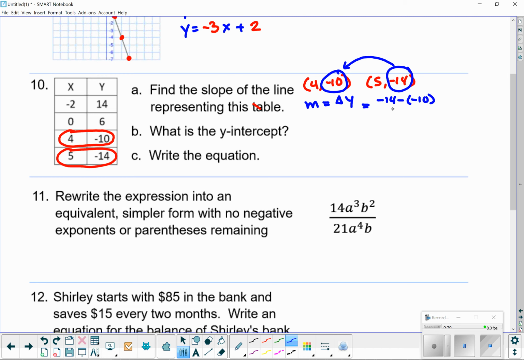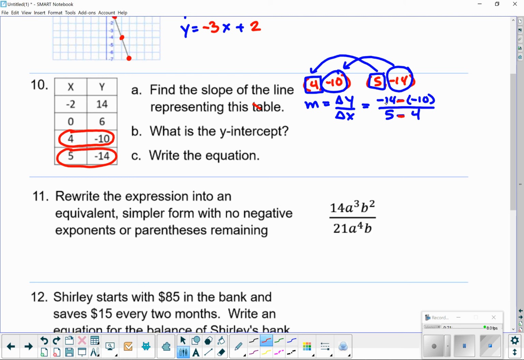Okay, notice how I wrote that. And then divided by the change in x. Okay, so change in x is going to be your 5 and 4. And again, notice how I started in the back and went to the front. I'm going to do the same thing. I'm going to go 5 minus 4. Notice how it's always going to be minus in between.